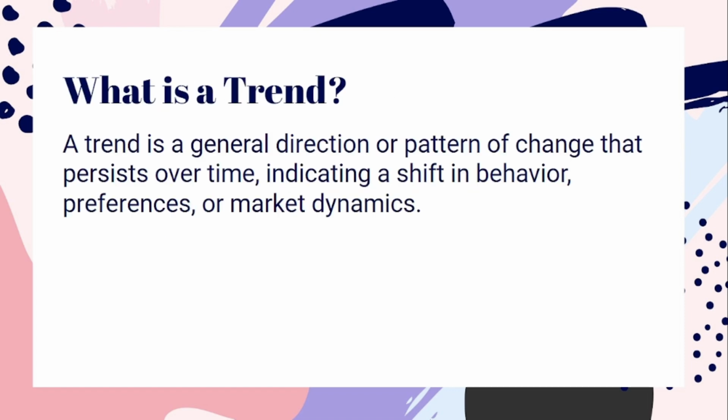A trend is a general direction or pattern of change that persists over time, indicating a shift in behavior, preferences, or market dynamics. Trends are typically characterized by a consistent and observable movement in a particular direction, whether it's an increase, decrease, adoption, or decline of a certain phenomenon. Trends can emerge from the aggregation of multiple signals from broader societal, economic, or technological forces.